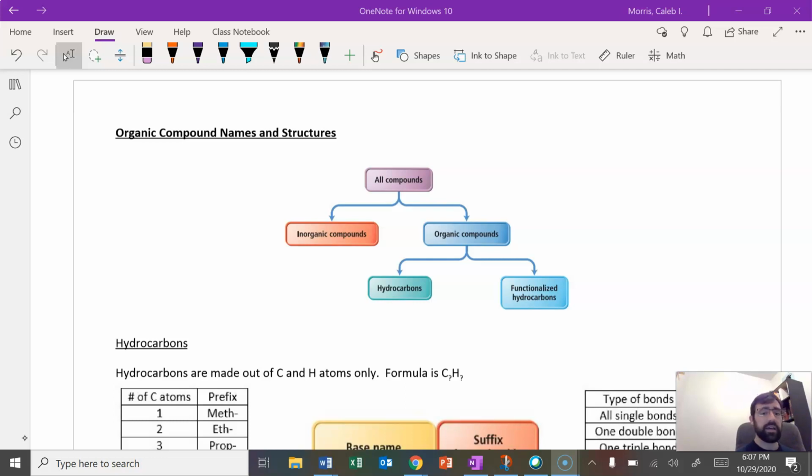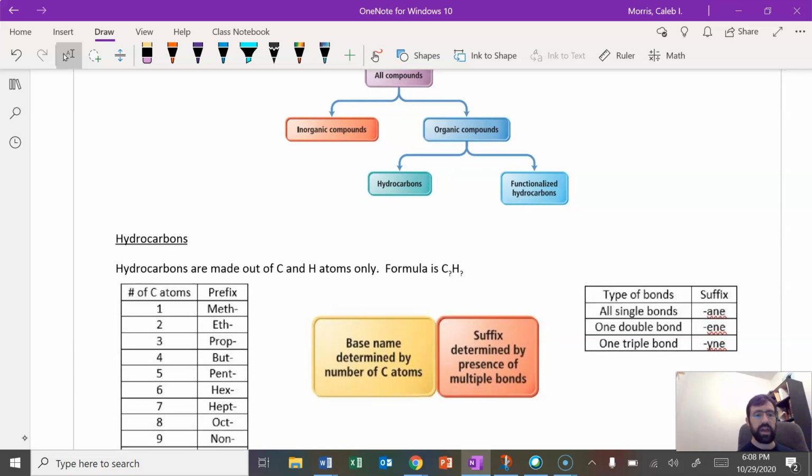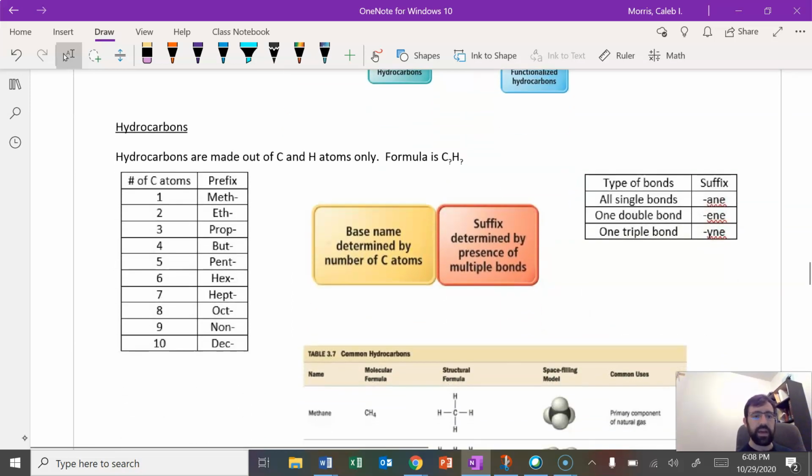So organic compounds are compounds that have carbon and hydrogen and maybe some other element in them, okay? Organic compounds can be hydrocarbons or functionalized hydrocarbons, and we'll discuss what those are a little bit. Hydrocarbons are just carbon and hydrogen atoms, so it's C with some subscript and H with some subscript, with varying numbers of each. Okay. Now the number of carbon atoms gives you the prefix.